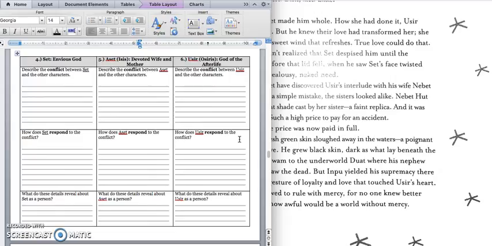It says, what do these details reveal about Usir as a person? Okay, and if he wants to honor his wife and if he wants to rule with mercy, that lets us know that he's compassionate and merciful. He values fairness. Press pause to write down your answer and play when you're ready to keep going.